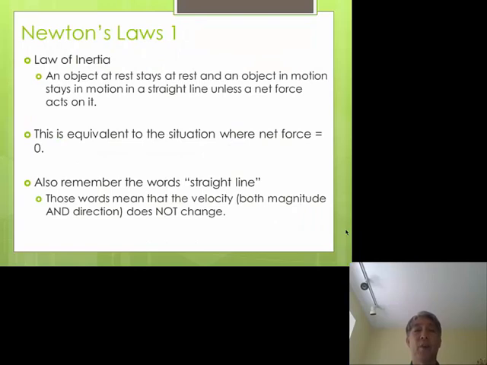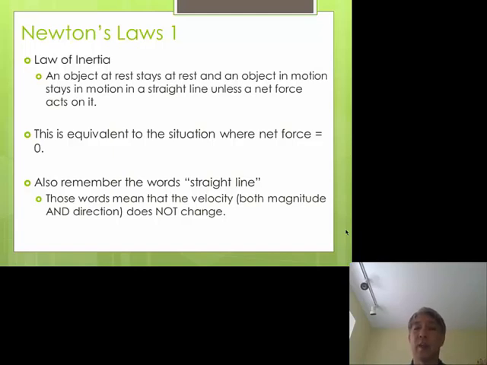So first off, the first law from Newton, this is the law of inertia. In words, it's basically an object at rest stays at rest, and an object in motion stays in motion in a straight line unless a net force acts on it. The end of that sentence is very important. We can't just remember an object at rest stays at rest and an object in motion stays in motion. At that point, it's incomplete, because you have to realize it stays in a straight line and the net force must be zero.